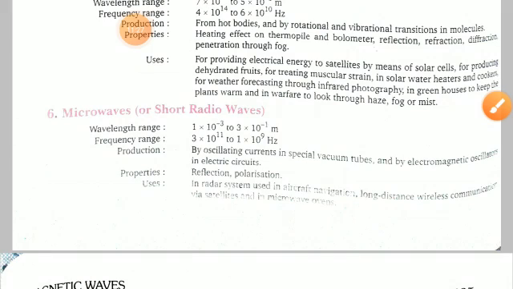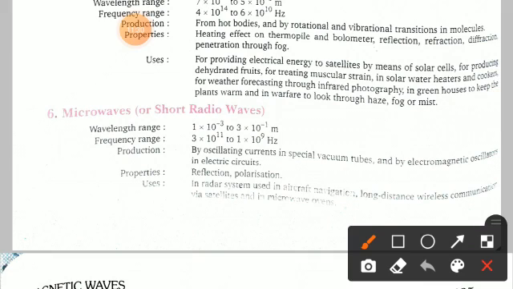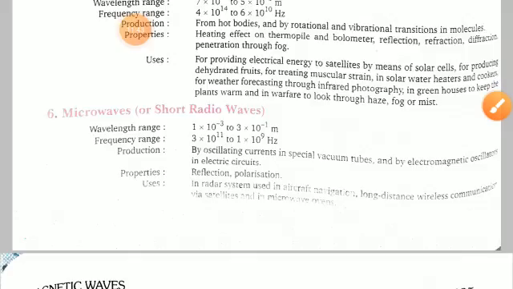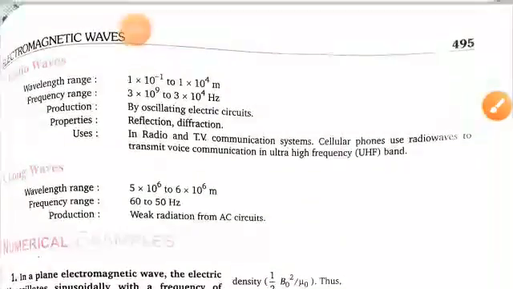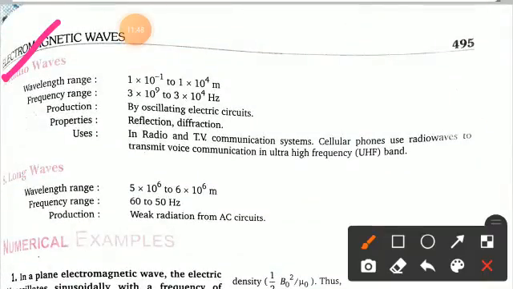Now these are the microwaves or short radio waves. Their wavelength is 10 to the power minus 3 to 3 into 10 to the power minus 1 meter, and the frequency range is 3 into 10 to the power 11 to 1 into 10 to the power 9 hertz. Radio waves and long waves are the remaining two. The wavelength range is 10 to the power minus 1 to 10 to the power 4 meters, and the frequency is 10 to the power 9 to 3 into 10 to the power 4 hertz. These are the production and the uses.